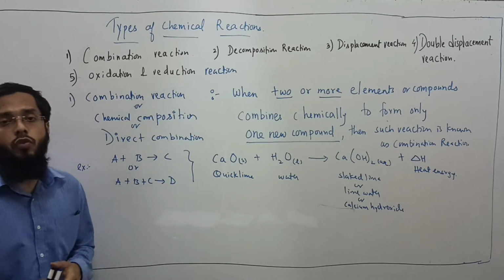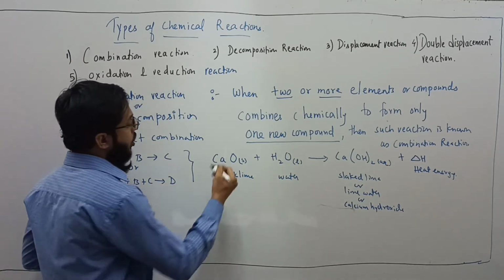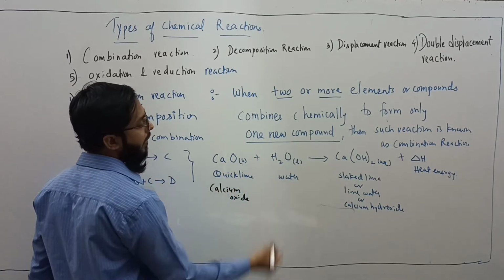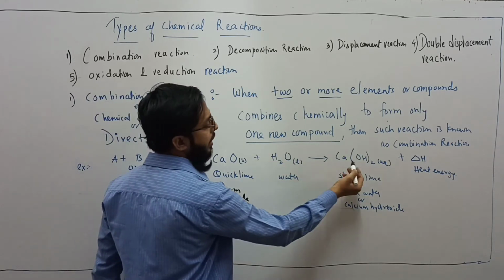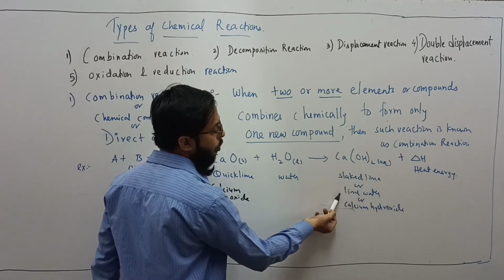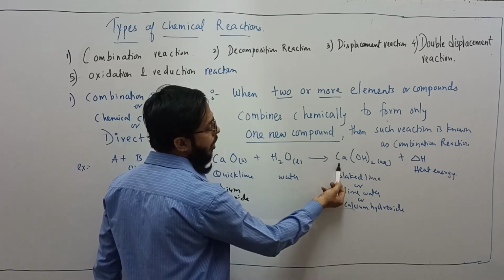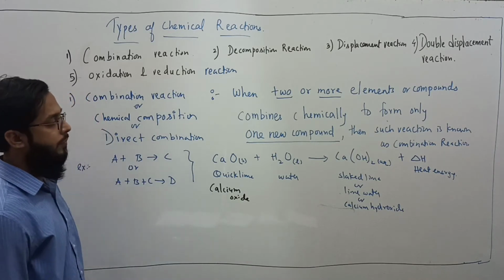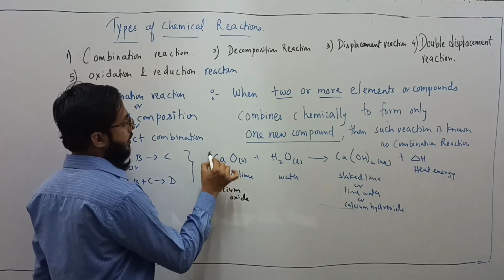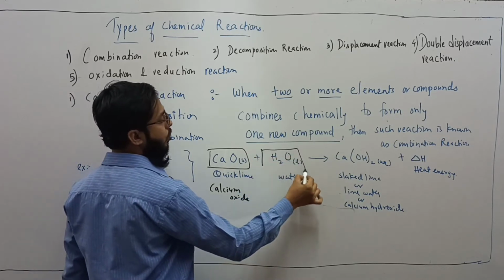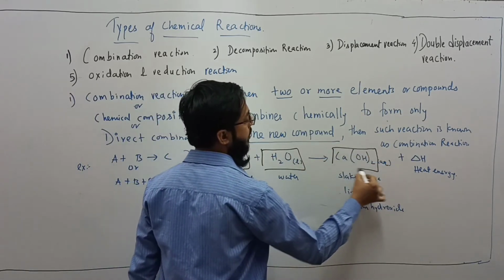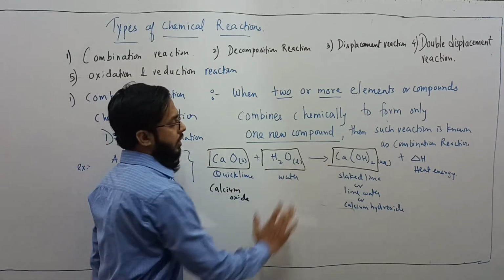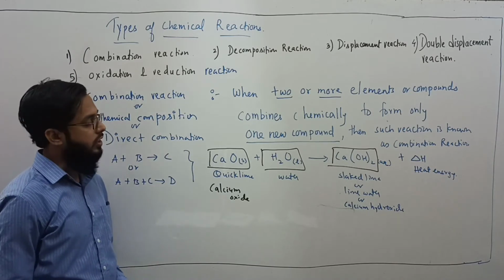Now let us see examples of combination reaction. Quicklime, that is calcium oxide, when it reacts with water, forms slaked lime, or we can say lime water, and the chemical name of this compound is calcium hydroxide. Also it evolves heat energy. Now you can see reactants are two, but the product is only one. This delta H is for heat energy. Product is only one. So such a reaction is known as combination reaction.